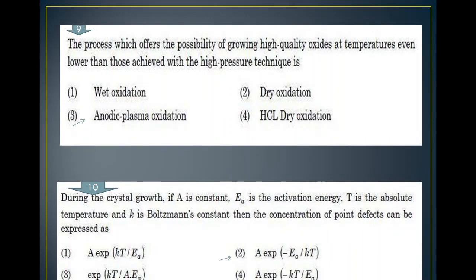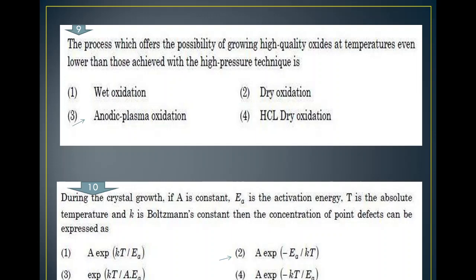Next, question number 9. The process which offers the possibility of growing high quality oxides at temperatures even lower than those achieved with the high pressure technique is. And your options: wet oxidation, dry oxidation, anodic plasma oxidation, and axial dry oxidation. And your correct answer is option third, anodic plasma oxidation.